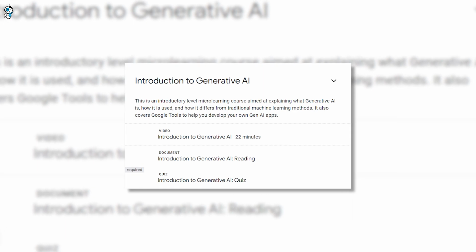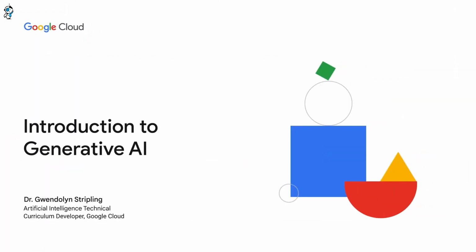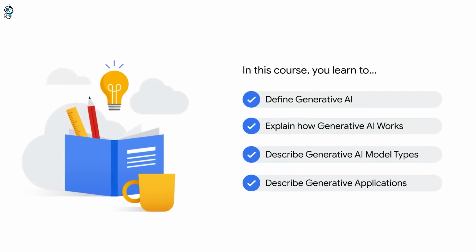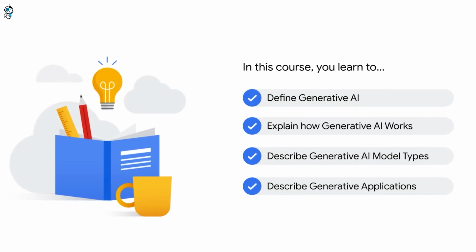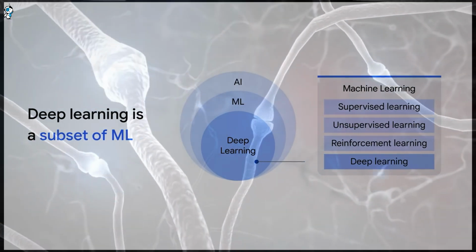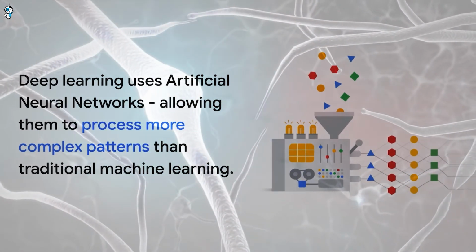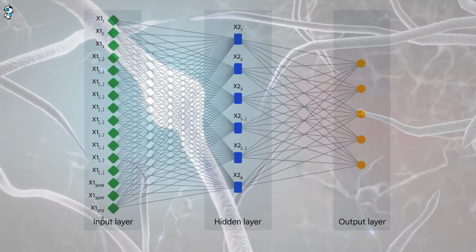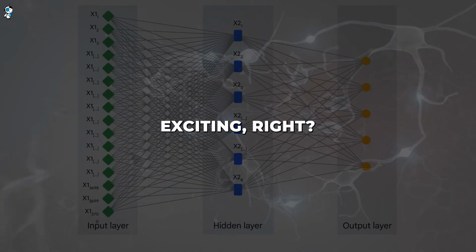The first course is Introduction to Generative AI. This introductory level course explains what exactly generative AI is, how it works, and how it differs from more traditional machine learning methods. It covers the basic techniques used in generative AI like neural networks and deep learning. We'll explore some real-world examples of how companies are using generative AI to create content, like Google using it to autocomplete sentences in Gmail. Exciting, right?